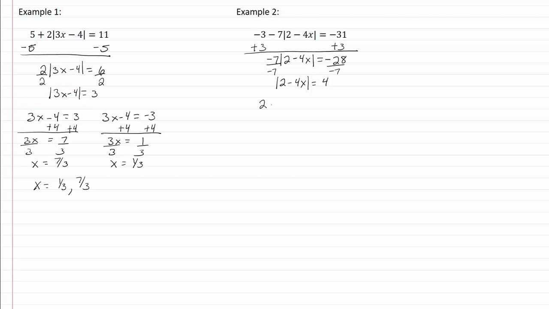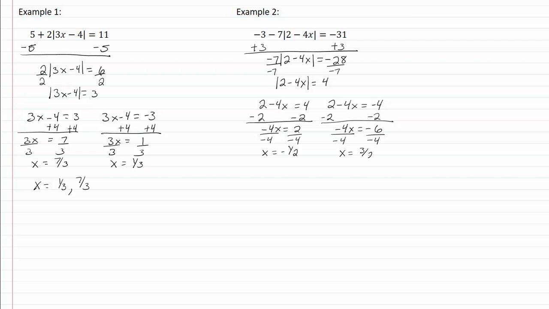So now we set up our two equations. We have 2 minus 4x equal to 4 and 2 minus 4x equal to negative 4. Solving the first equation, we're going to subtract 2 from both sides. Now we have negative 4x equal to 2. Divide by negative 4. And we get x is equal to negative 1/2. Solving the other equation, we're going to subtract 2 from both sides. I now have negative 4x equal to negative 6. Divide by negative 4, and we're going to get x is equal to 3/2.